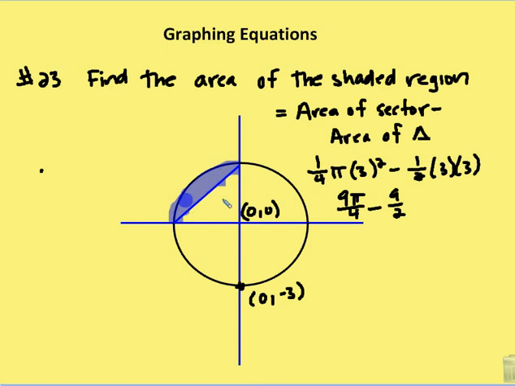So the area of the sector is going to be 1/4, because I have 1/4 of the area of the circle, which is pi times the radius squared. And then I'm going to subtract the area of the triangle, and the area of the triangle is just 1/2 base times height. I know the base and the height are both 3, so I have 1/2 of 3 times 3. So I end up with a value of 9 pi over 4, which is the area of the sector, minus 9/2, which is the area of the triangle. And that is the value of the shaded region.